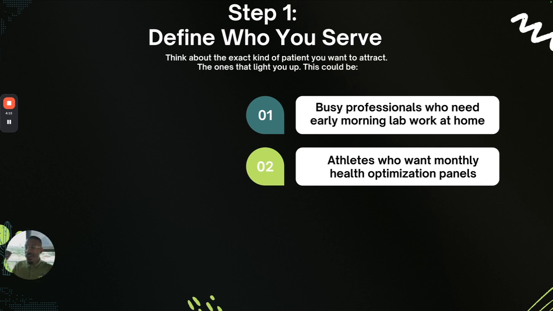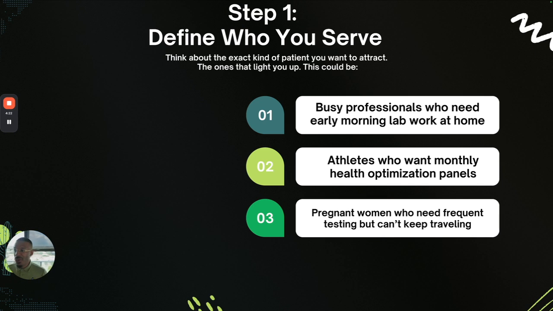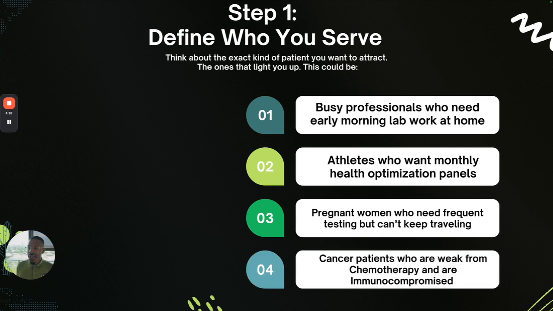So we have so many different types of people that we can serve, but we need to know who you want to serve specifically, okay? It could be pregnant women who need frequent testing but can't keep traveling, okay? And the cancer patients who are weak from chemotherapy and are immunocompromised. So define who you want to serve, okay? And this kind of ties back to finding our niche for phlebotomy. So find that person, that population, and now we're going to create lab panels for this specific population so that they can actually get testing done so they can know exactly what's going on with them based on whatever it is that they're doing.